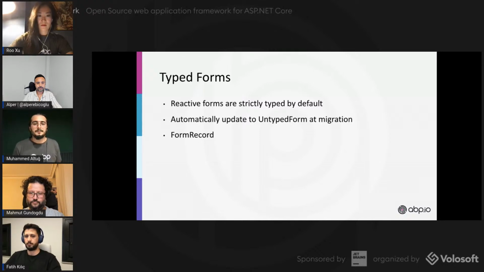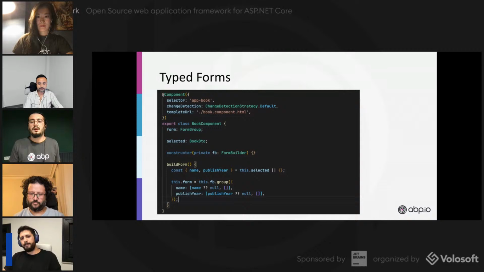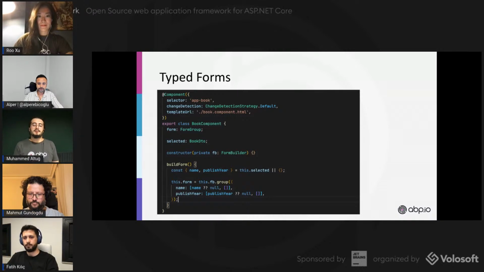Let's look at an example. I created an application with ABP CLI, and I generated an entity with ABP Suite for this application. And I simplified the component class by removing generated methods and properties, like submit form. As you can see, form group does not have a generic type, and the form is created in the build form method. The form has the name and publisher fields.